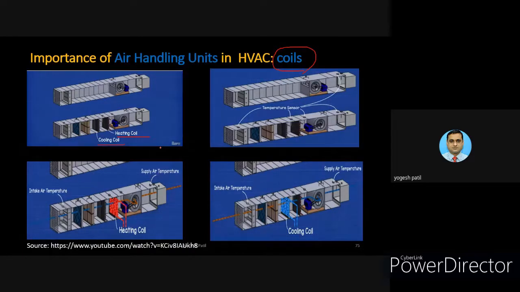You can see that temperature sensors play an important role in these two coils. How do they play the role? They measure the supply air temperature. If the supply air temperature is less, then the heater will take action and increase the temperature. And if sometimes the supply temperature is higher than the set point, then the cooling coil gets its role in cooling the air temperature.